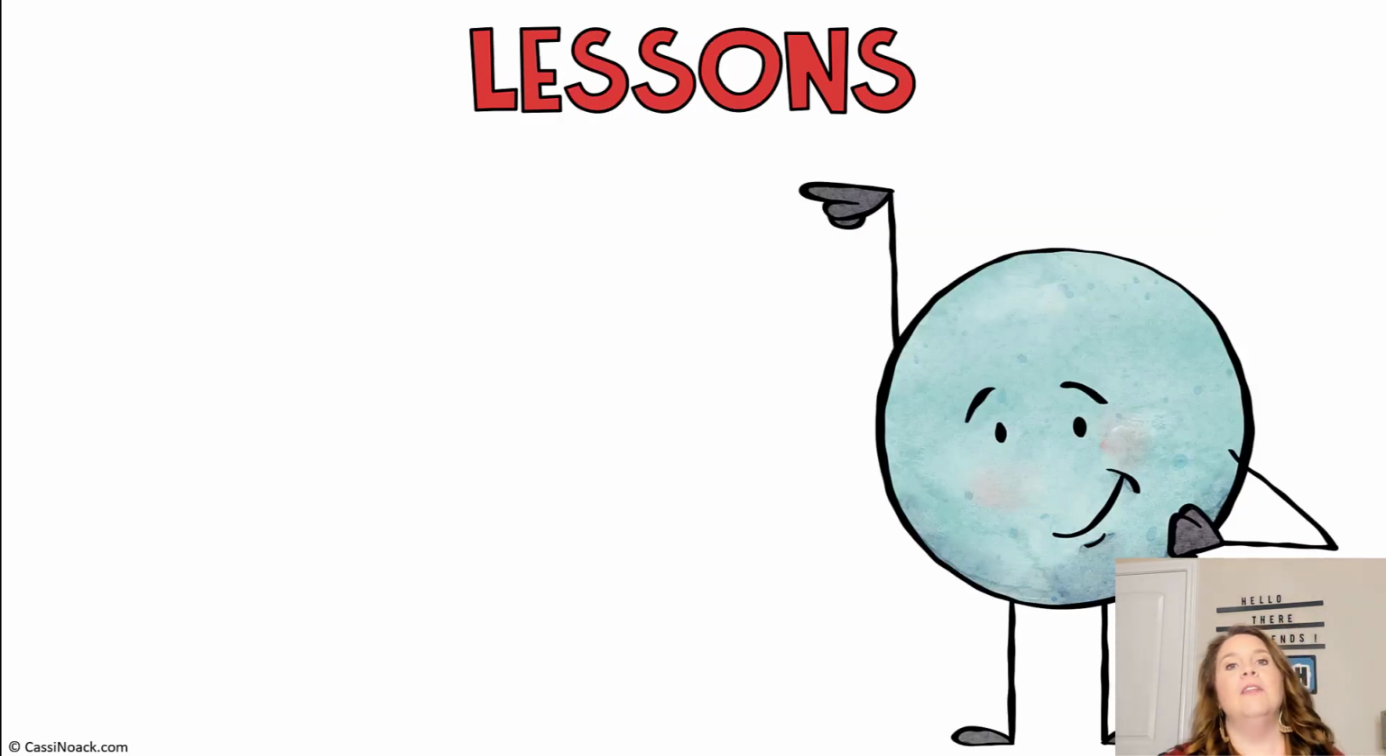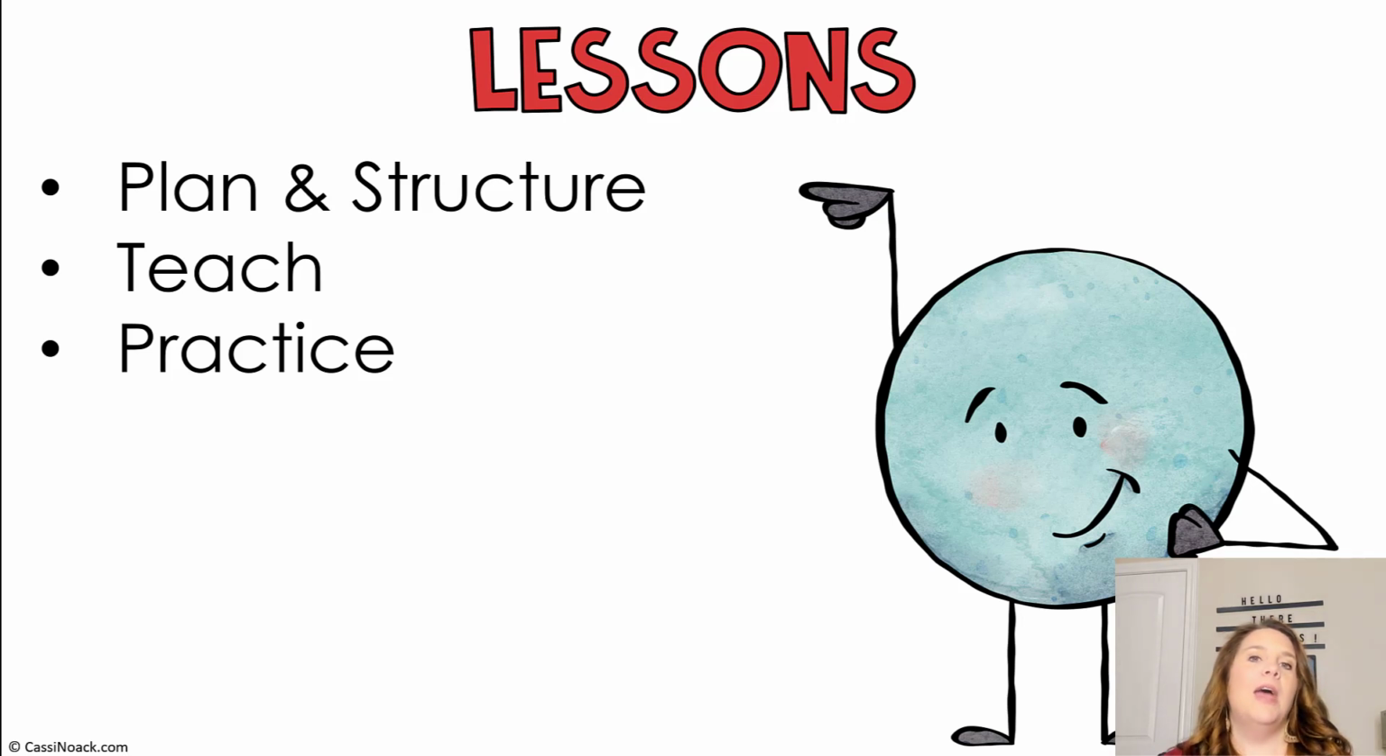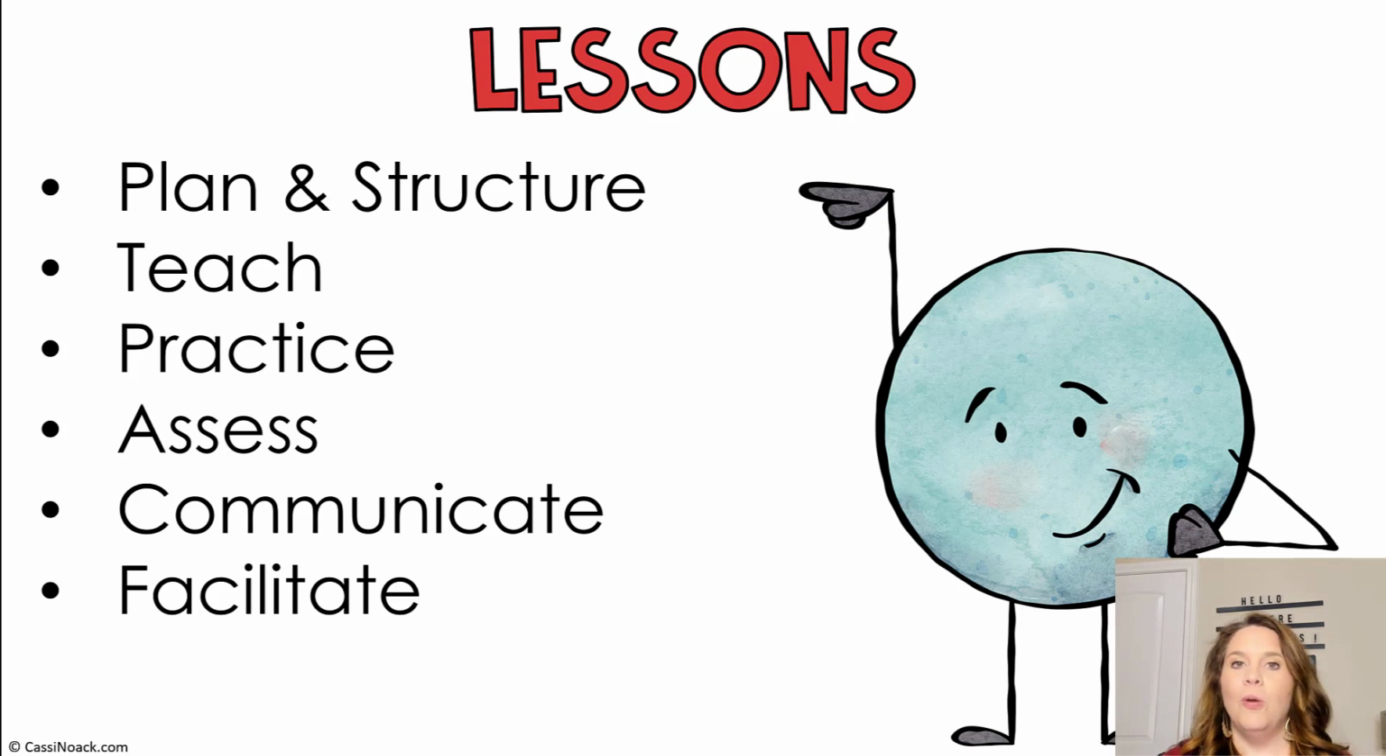So this workshop is going to have 6 different lessons. The first one is where we're going to plan and structure the learning path. Then we're going to talk about how do you teach. And then we're going to talk about how students practice and how they're assessed. We'll also talk about how you can communicate with your students and how you'll facilitate the whole remote learning process. So stick around as we start working through these lessons.